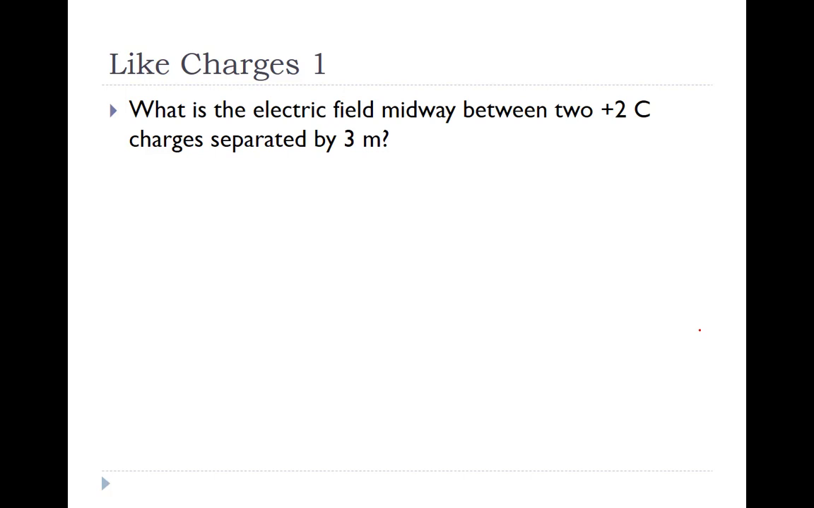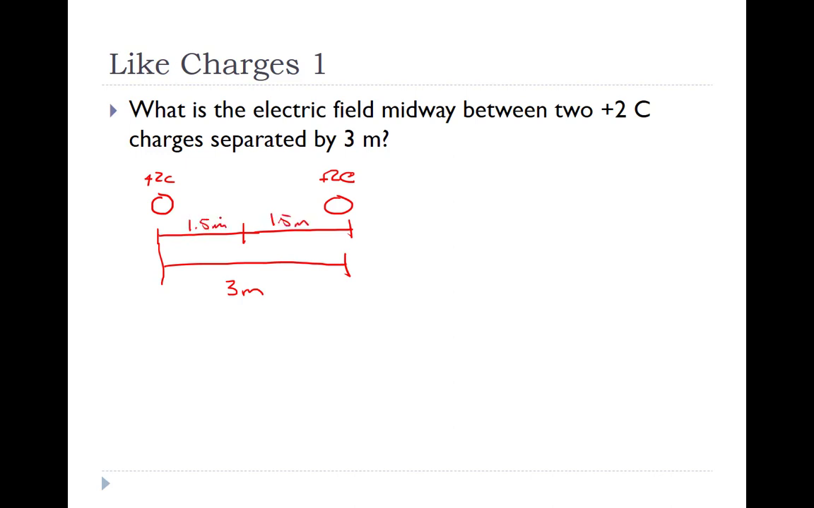For our next example, we're going to look at 2 positive plus 2 coulomb charges separated by 3 meters. So here is one of them, plus 2 coulomb. Here's another, plus 2 coulomb. The total distance between them is 3 meters, but in this problem we are looking at the halfway point. So this is 1.5 meters and this is 1.5 meters.